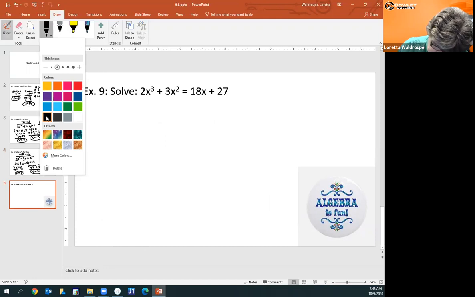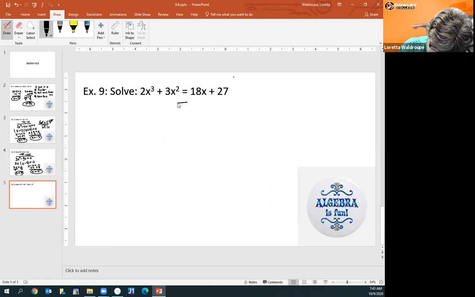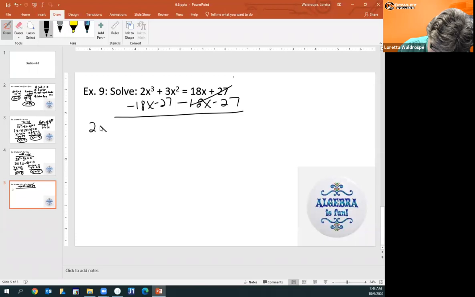Okay, so on this one, again, it's not set equal to 0. So I'm going to subtract my 18x and subtract my 27 so that I can set it equal to 0. So I have 2x cubed plus 3x squared minus 18x minus 27 equals 0. Since I have 4 terms with nothing in common, I group.